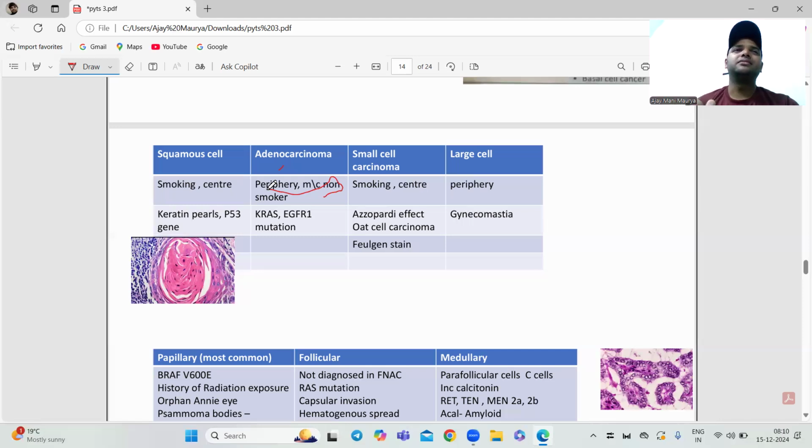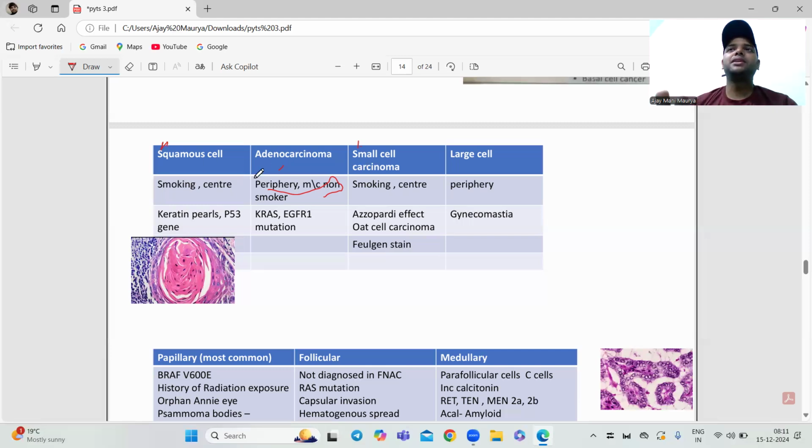Now, S for smoking: squamous cell carcinoma and small cell carcinoma are associated with smoking, but adeno is in non-smokers. S for centrally located: squamous and small cell are central. The other two are peripheral.